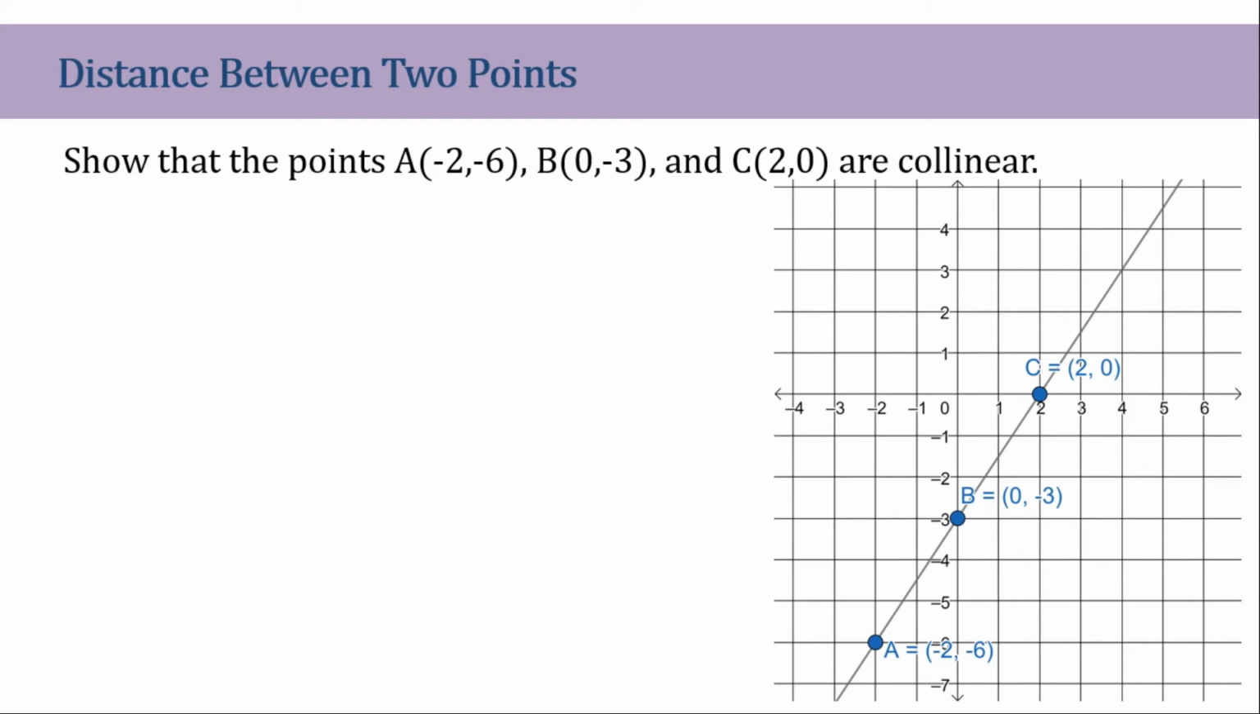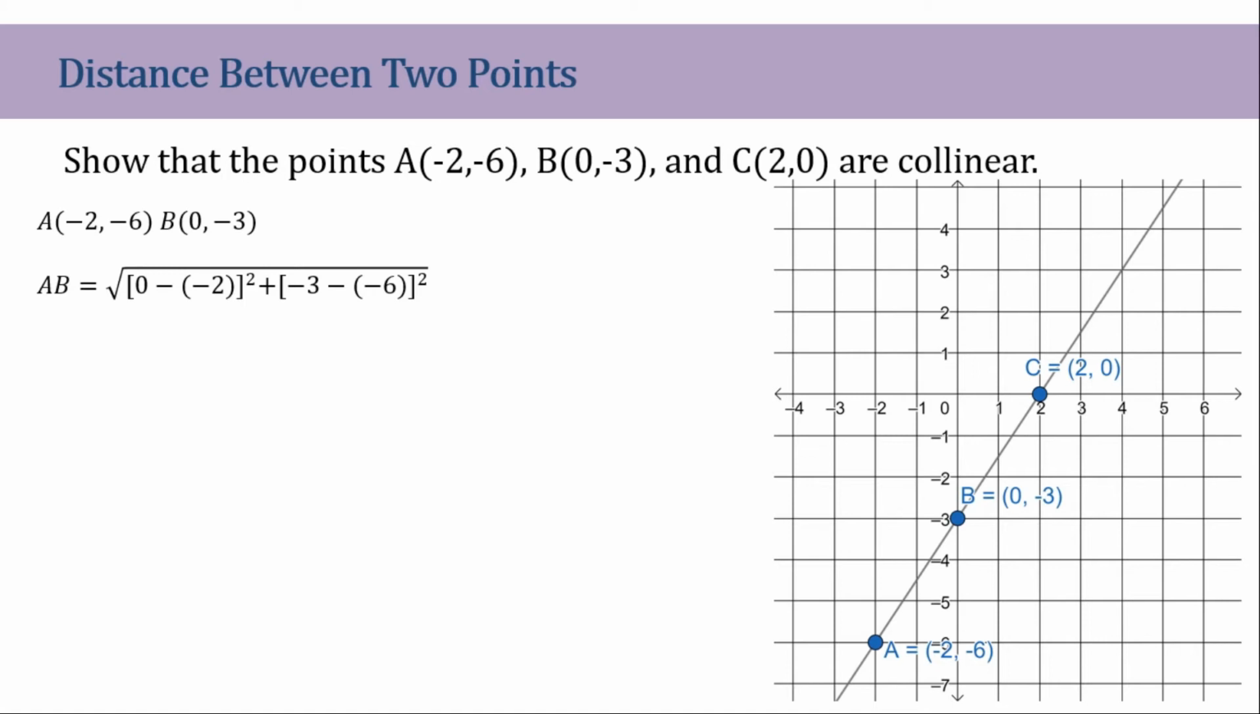Now let's analyze the problem closer. If the distance of A and B and the distance of B and C, if we add them together, if that is equal to the distance of A and C, then we can assume that this line is collinear. So what we're going to do is to get the distance of AB, we add this to the distance of BC, and compare it to the distance of A and C. So let's do this. Let's start with A and B.